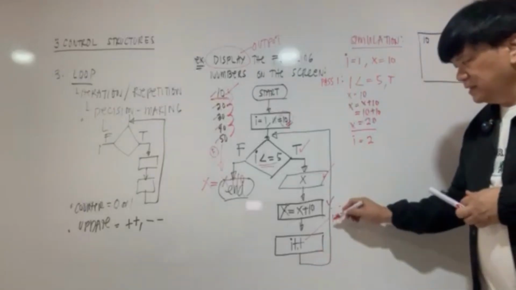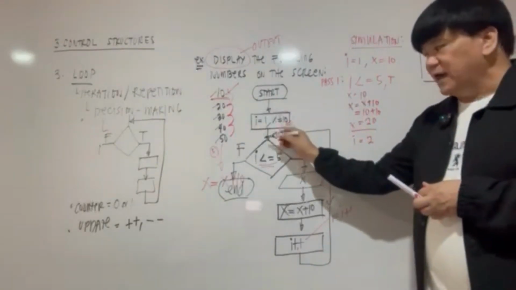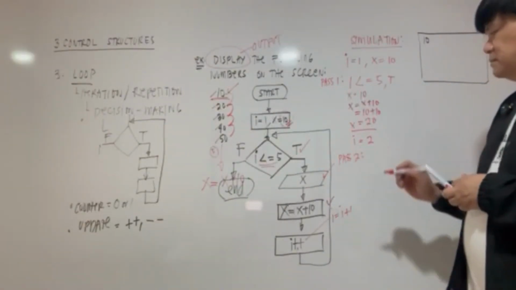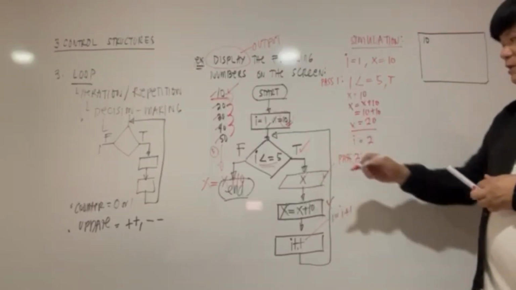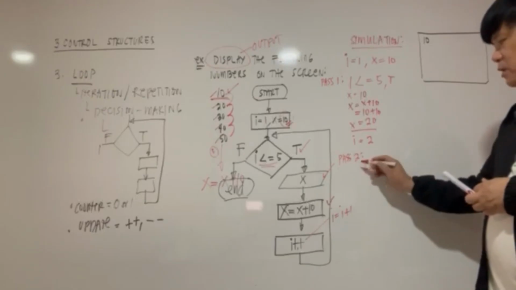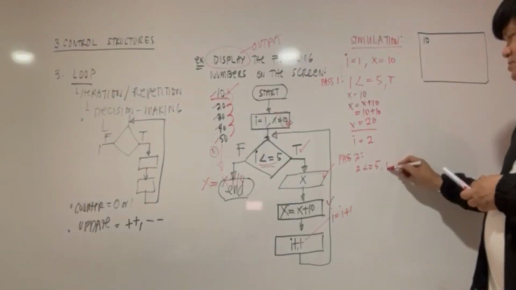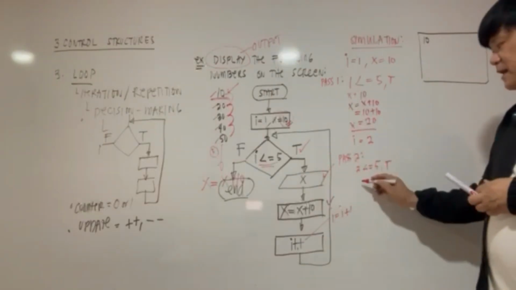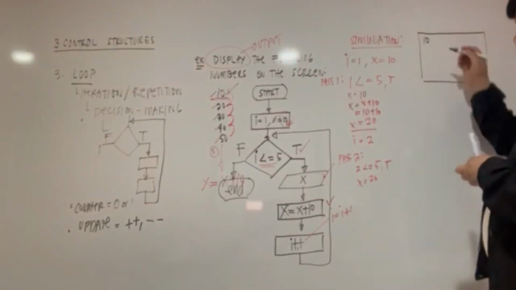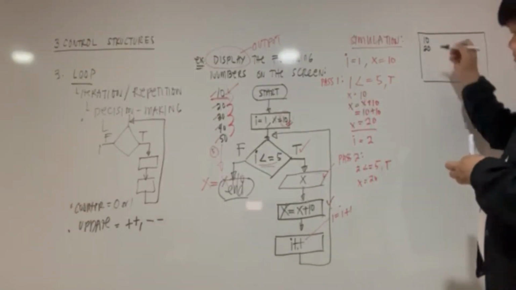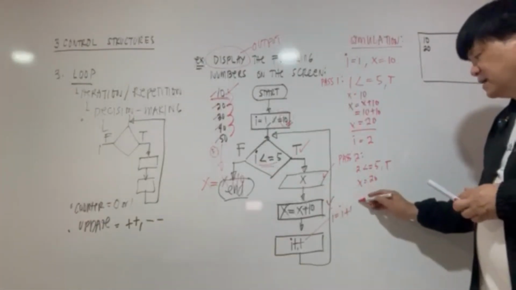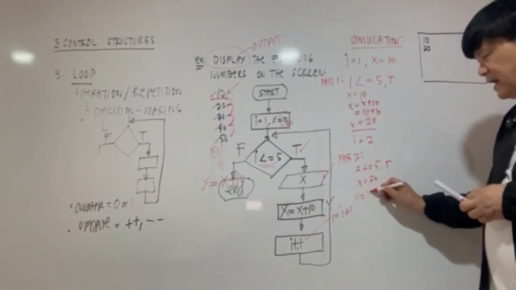And then as you can see, look at the arrow. Okay, so it connects to the condition again. So meaning, let's say another pass. Let's call that pass 2. And then it will go to the condition I is less than or equal to 5. So I is equal to 2. Is it less than? Yes, it's true. Then we can go to the true side. Outputting x, the value of x is 20. Then we put here 20.